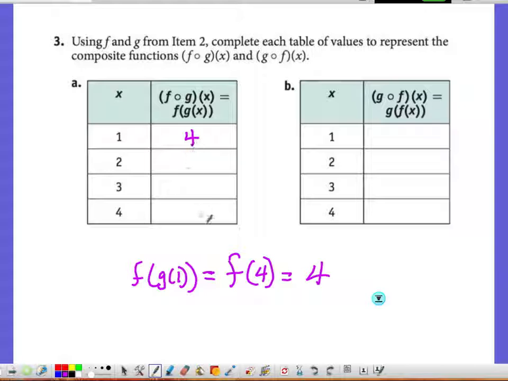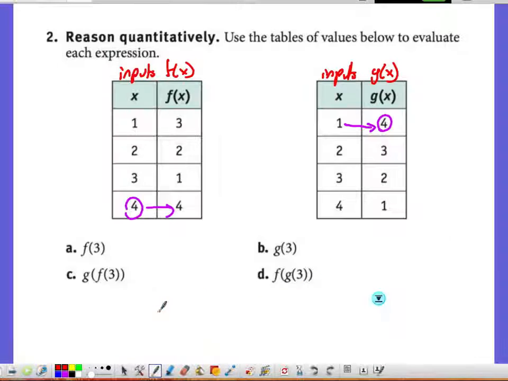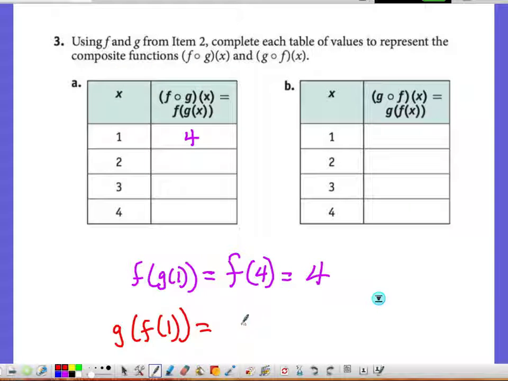So this is how you fill out the rest. Let's do the first example from the other table. Here I'm trying to find f of g of 1. Notice that this time my inner function is f of x and my outer function is g of x. So the first thing I want to do is, what is f of 1? Well, here's my function f of x. f of 1 here is going to give me 3. And so f of 1 is equal to 3.